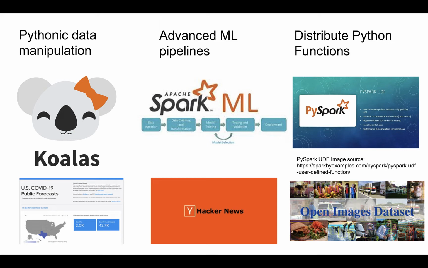Or maybe it's just code that was written years ago and you don't want to touch it because it's gone through an external audit and compliance review. So Spark UDFs are a really easy way to scale those functions across your BigQuery data. I'm going to show an example of a Python UDF that labels images from the Open Images dataset.